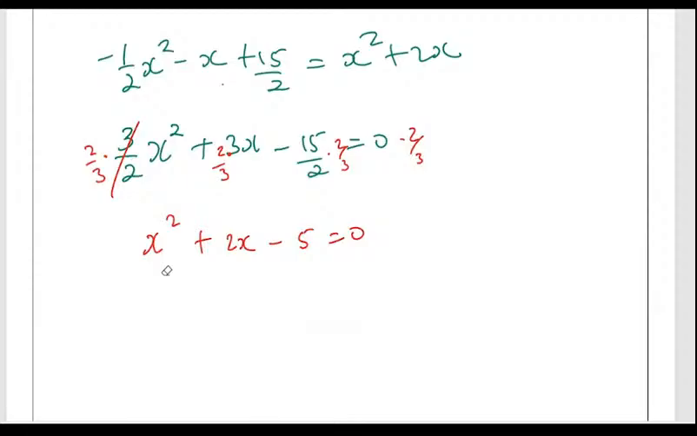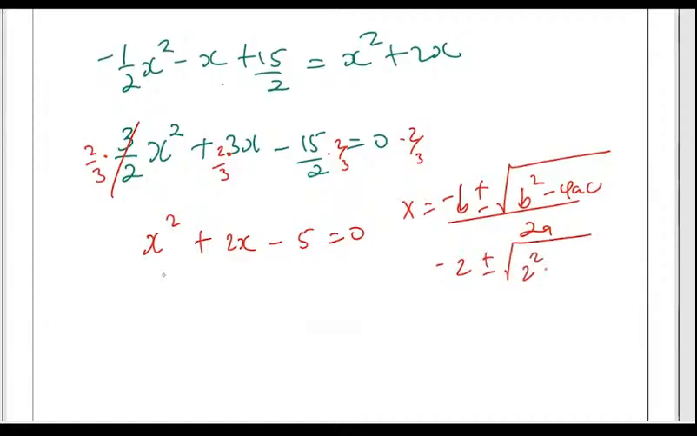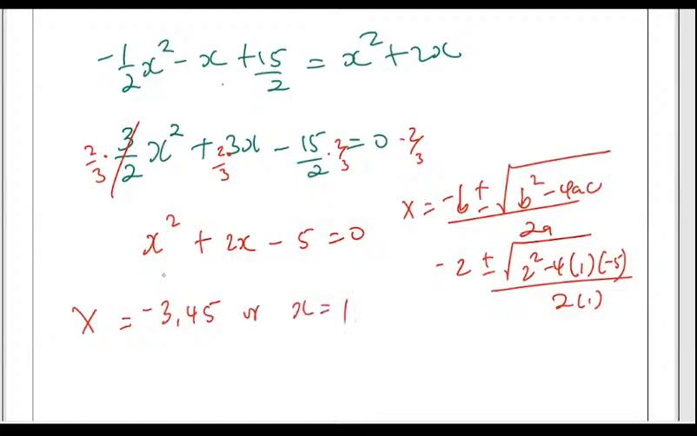So I could use the quadratic formula and say that x equals negative b plus or minus the square root of b squared minus 4ac, over 2a. Do the substitution: negative negative 2, 2 squared minus 4 times 1 multiplied by negative 5, over 2 times 1. So the first x, to 2 decimals, is negative 3,45. The other x is 1,45.